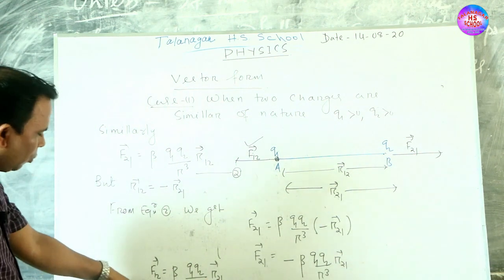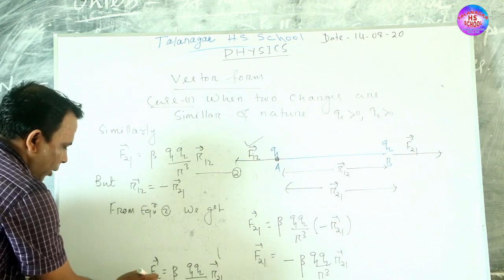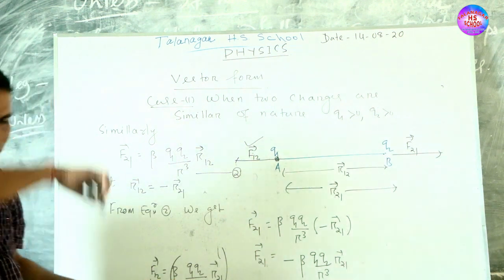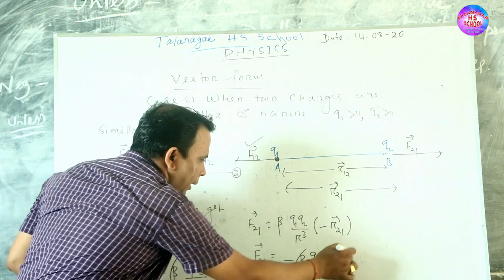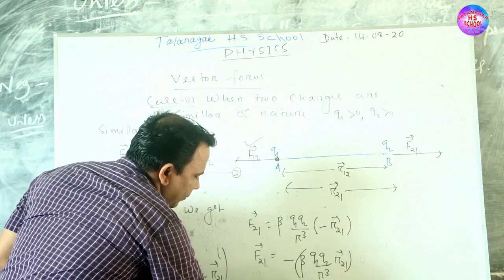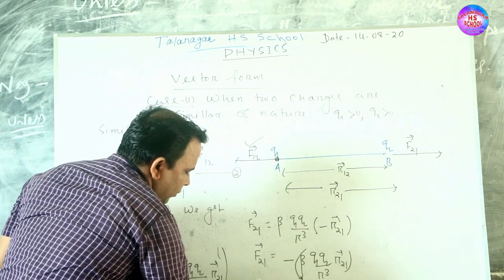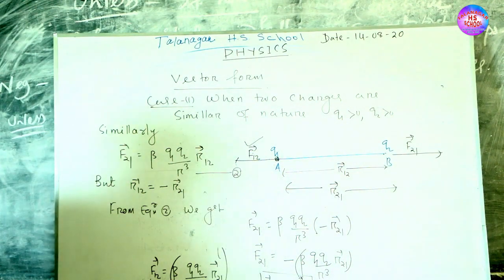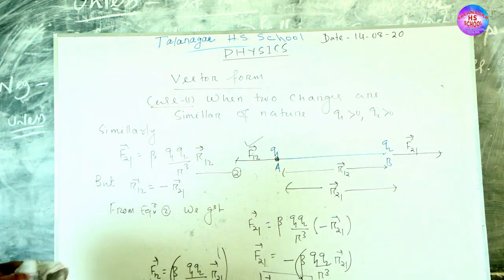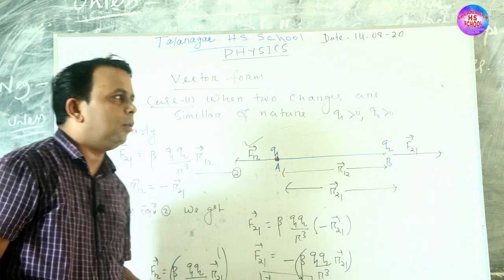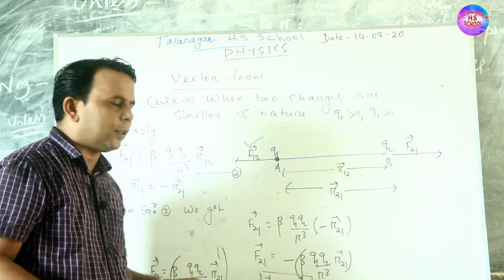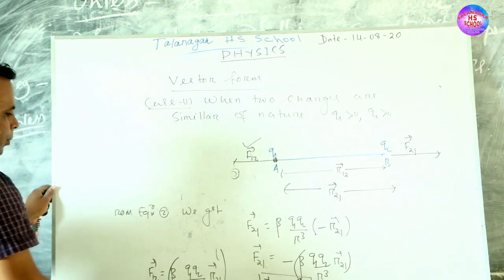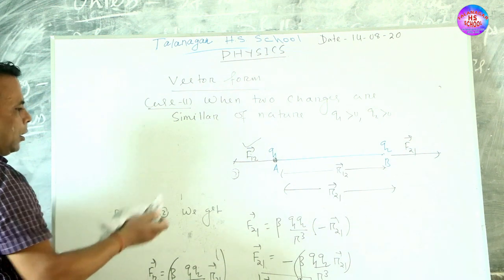From equation 1 you see that F12 is equal to beta Q1 Q2 by r cube into R21 vector, which means we can write the negative of R21. F21 is the negative of F12, meaning the force acting on charge Q1 due to Q2 has the same magnitude and is opposite in direction. This is the vector form when two charges are similar of nature.